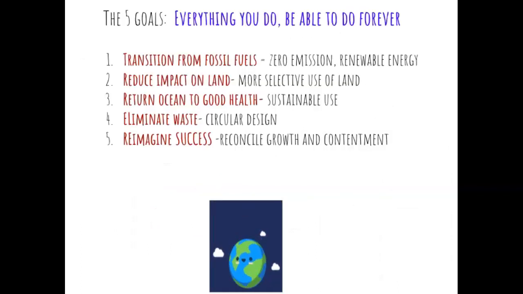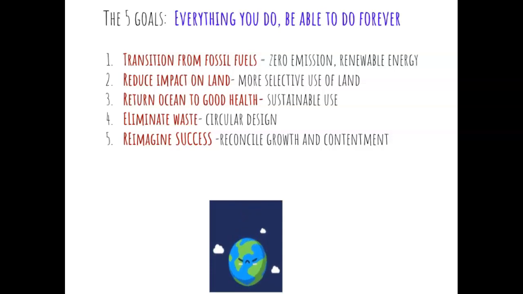The goal of conservation is to be able to do what you do forever. So any activity that you do should be sustainable in the long term. And there are 5 different goals within that. The transition from fossil fuels would be the most important, so we're looking for energy sources that have zero emissions and are renewable. We want to reduce the impact on the land, with more selective use of land instead of building and using land for human purposes regardless of the species that live there.